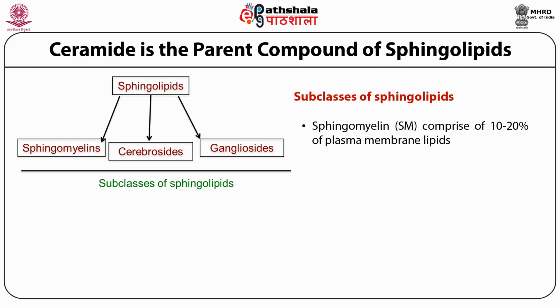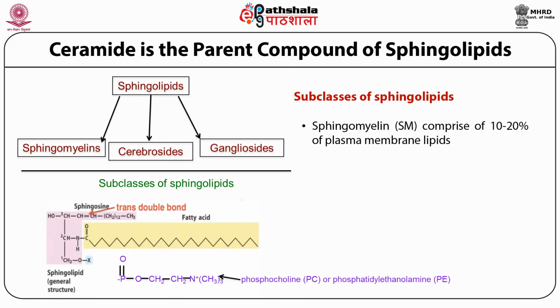Sphingomyelin comprises about 10 to 20% of plasma membrane lipids, and structurally, sphingomyelin has the X group replaced by a phosphocholine or phosphatidyl ethanolamine moiety. If you look at the structure here, you have the sphingosine backbone, a fatty acid in amide linkage with the amino group at the carbon 2 position of sphingosine, and the X in the sphingosine backbone is replaced by either phosphocholine or phosphatidyl ethanolamine.